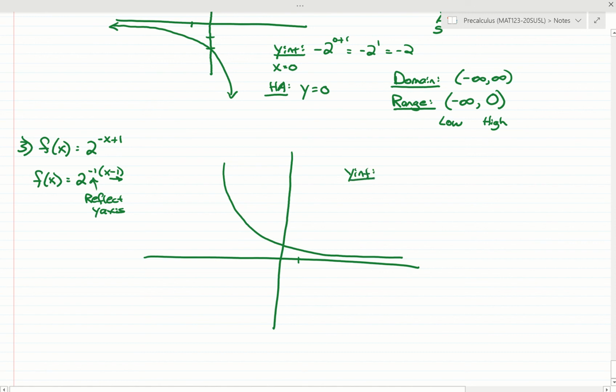What's the y-intercept? We'll put 0 in for x, and you get y is equal to 2 to the first. So it's just 2. Your horizontal asymptote, we didn't move the graph up or down, so it's going to stay at 0. Our domain is going to be from negative infinity to positive infinity. And our range, it looks like the lowest y value is going to be 0, and it's going to go up until infinity.